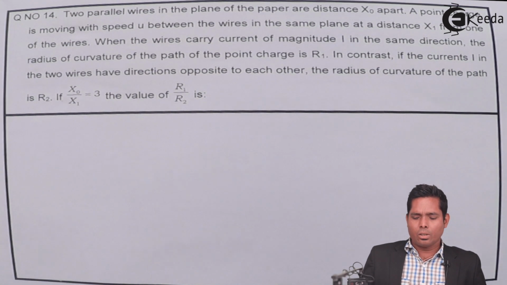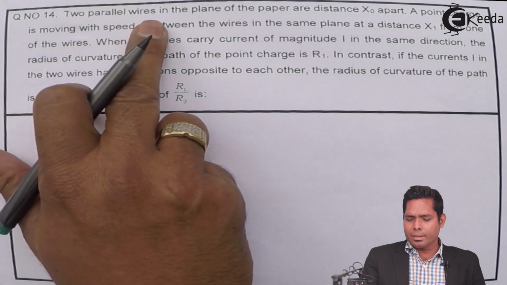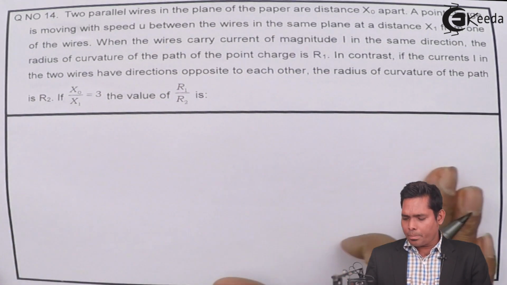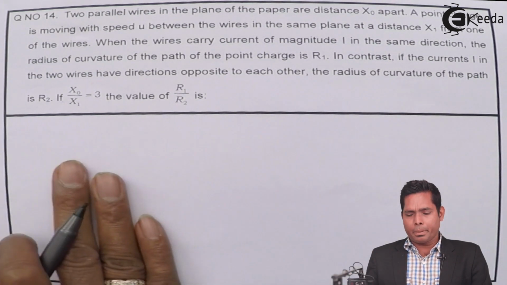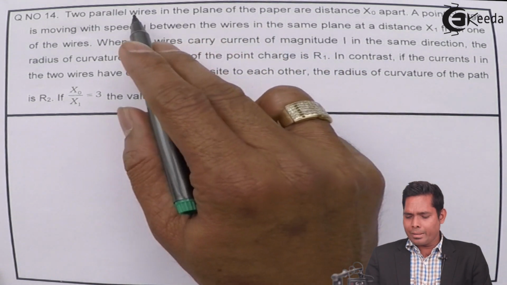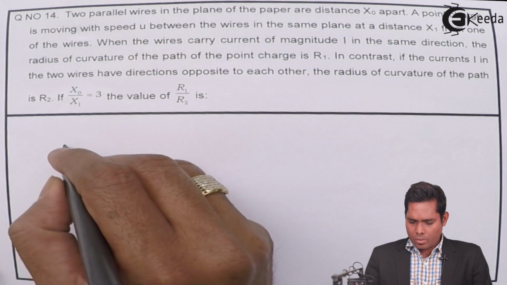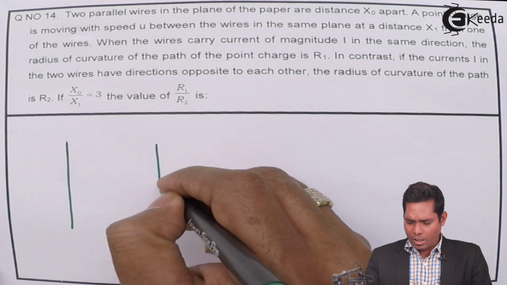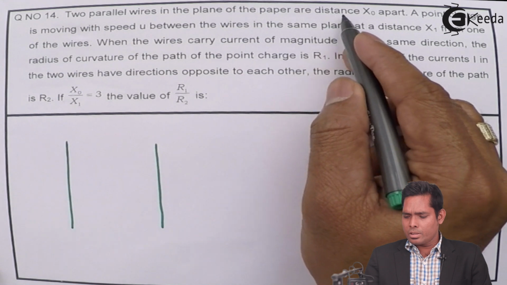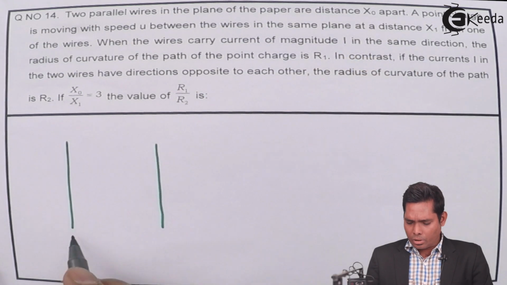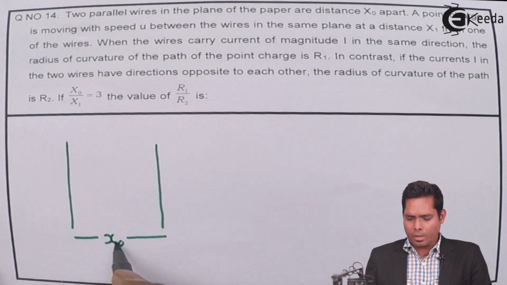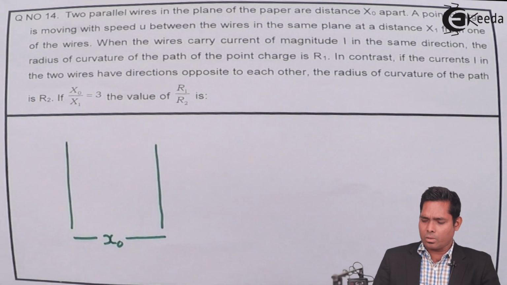The question says two parallel wires in the plane of the paper. So in this plane we'll consider two parallel wires. Suppose these two parallel wires are distance x0 apart. So the distance between the two wires is x0.